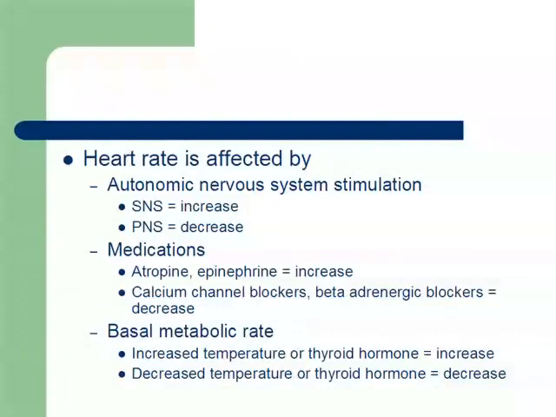The basal metabolic rate is affected by changes in your temperature. Increased temperature or increase in thyroid hormone will increase the heart rate. A decrease in temperature or a decrease in your thyroid hormone will decrease the output. Thyrotoxicosis is when you have too much thyroid hormone, if you remember. Pregnancy or exercise will increase your cardiac output. The renin-angiotensin-aldosterone system can cause vasoconstriction, thereby increasing afterload and increasing fluid retention in the kidney and increasing preload.